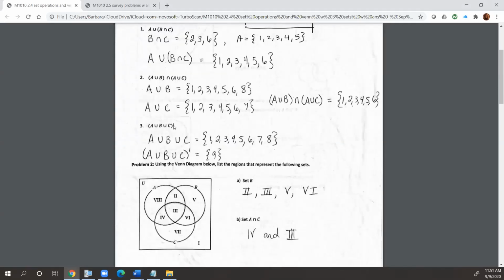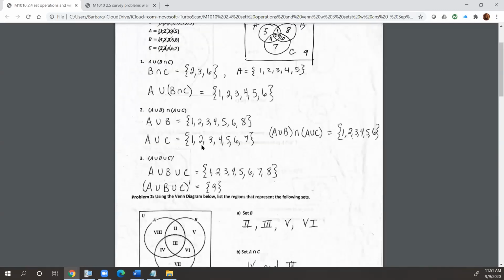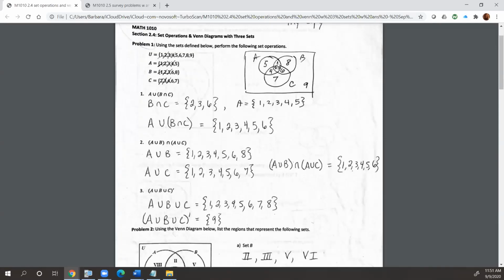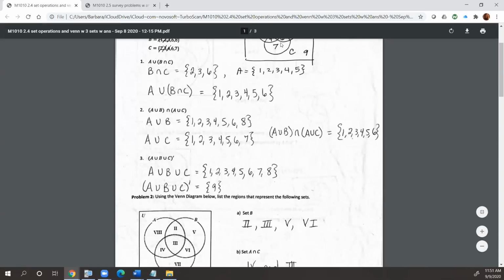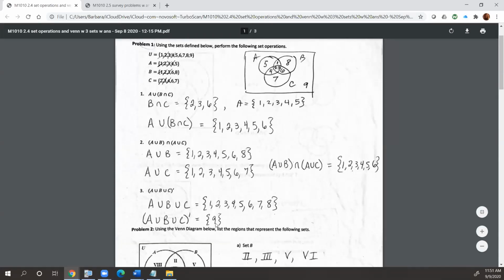And now in number 3, we are looking for the complement of the union of A, B, and C. The union of A, B, and C is everything in all three sets, whether in two combined or by itself. So we need everything in all three sets. Going back to our diagram, that's all the numbers 1 through 8. But the complement means what's not in this set, so what's left is a 9.